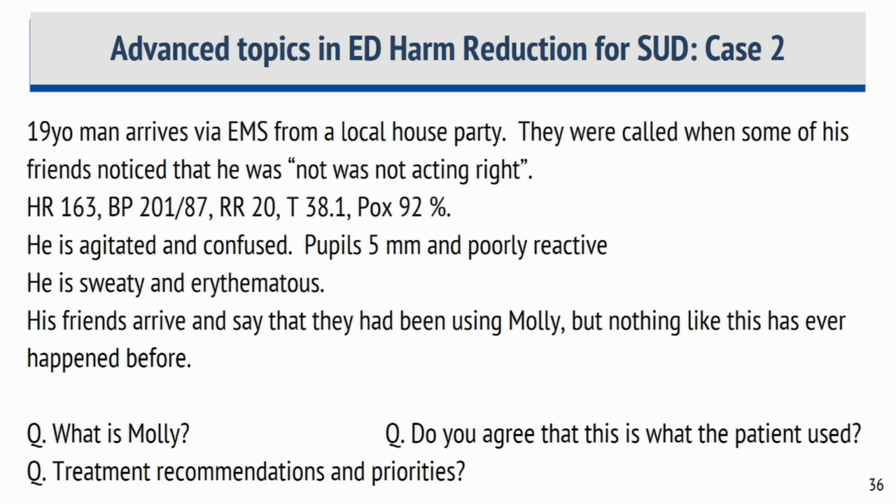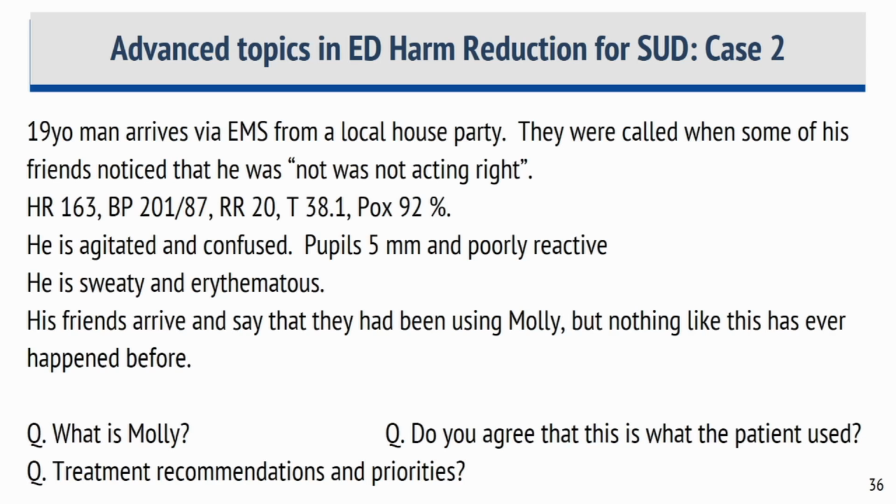Next topic. A 19-year-old male arrives from EMS from a local house party. They were called when some of his friends noticed that he was not acting right. This is always how it is. People always have these very descriptive terms. So you see him. He's tachy, he's hypertensive, with increased respiratory rate.